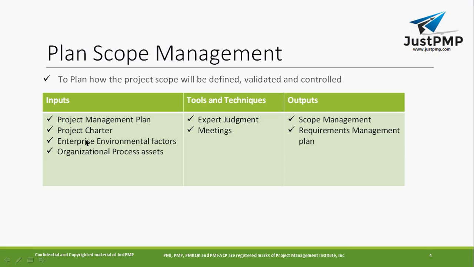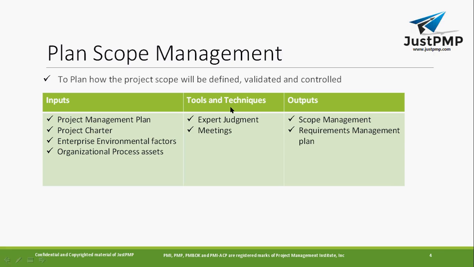These are the two inputs, and again, enterprise environmental factors and organizational process assets are two inputs that you will get for most of the processes from these knowledge areas. Enterprise environmental factors are things which affect your project and are basically outside your organization, which you can't control. Organizational process assets are like a repository or any documents which are part of the organization that you can use, that can help you to plan your scope. So these also become your inputs.